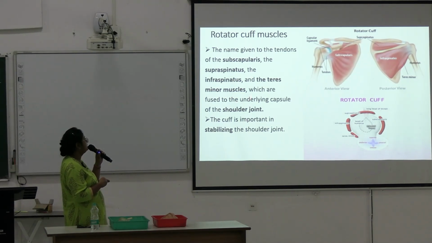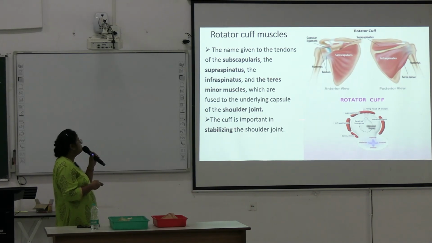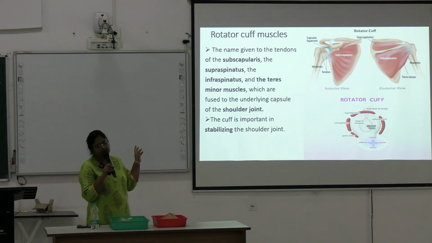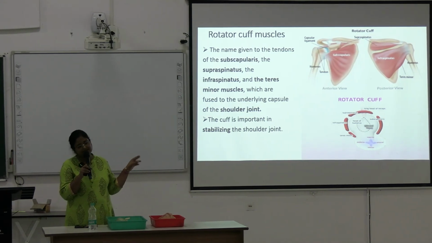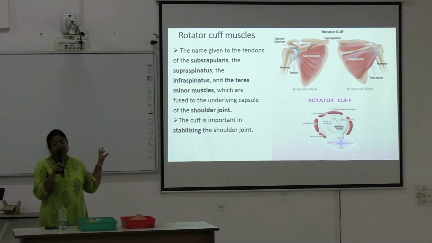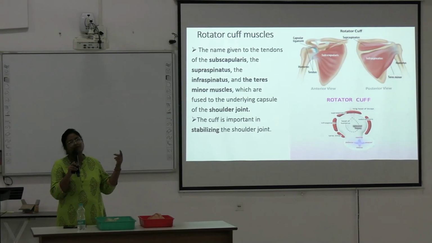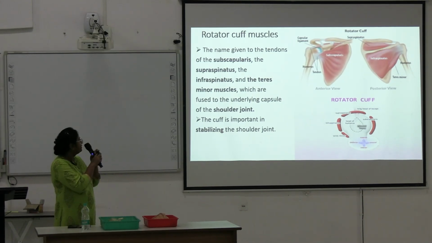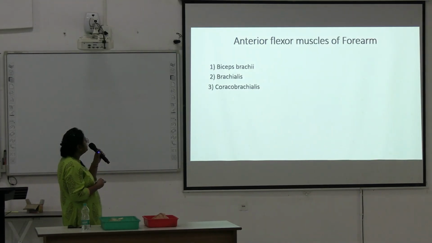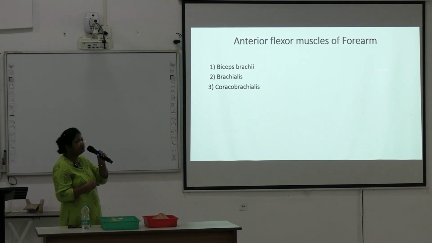of the shoulder joint. And what is the function of rotator cuff? It is important in stabilizing the shoulder joint. Okay, so if it comes as a short note, you have to name these 4 muscles and also discuss the 4 muscles in details. The 4 points for each muscle. Okay, origin, insertion, nerve supply, action, like this. Now we go to the anterior flexor muscles of the forearm.